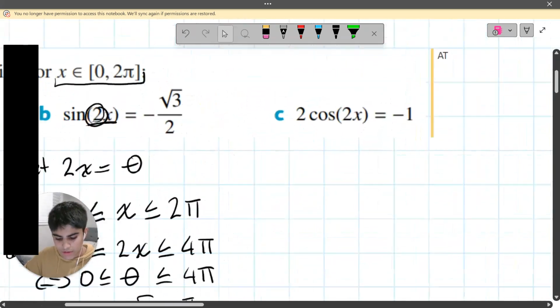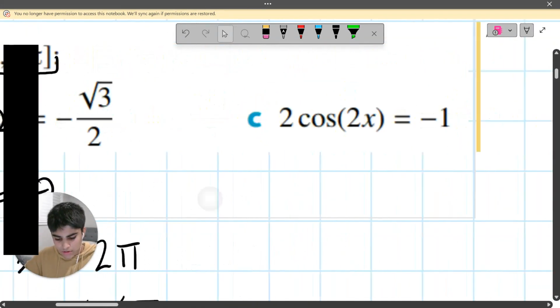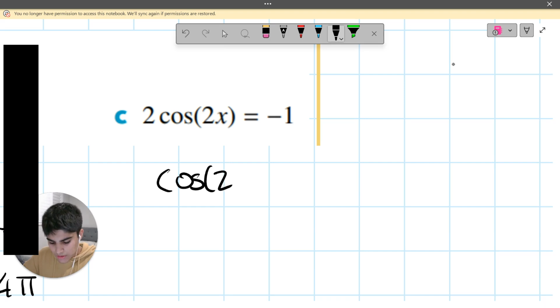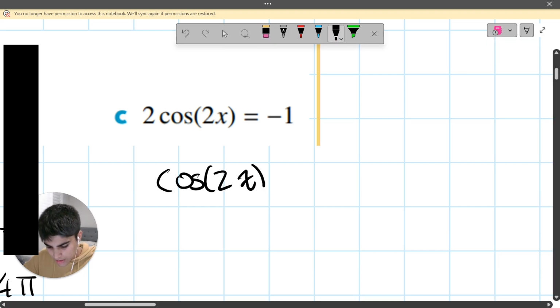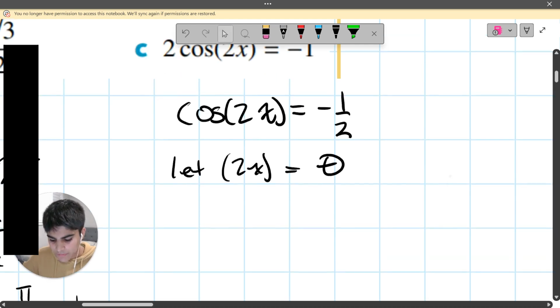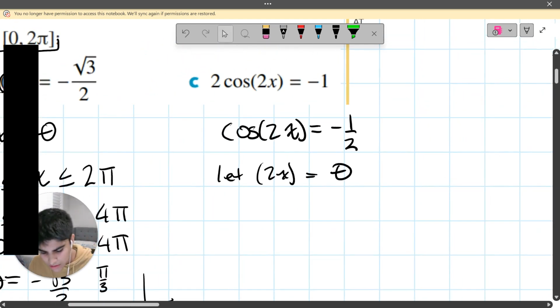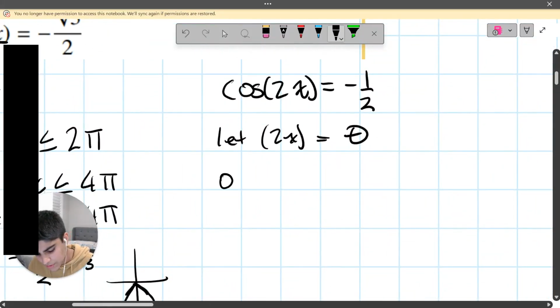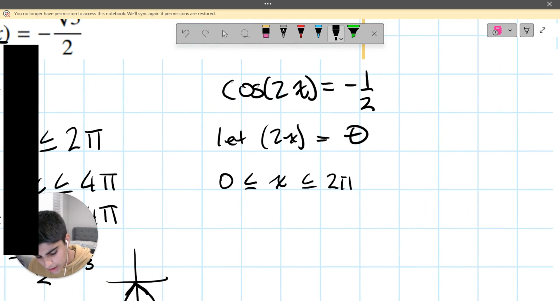Okay, next question. 2 cosine 2x equals -1. Let's rearrange this. Cosine 2x equals -1/2. Let 2x equal theta. Now let's extend the domain. The domain given is 0, 2 pi. So 0 is less than or equal to x, and x is less than or equal to 2 pi.